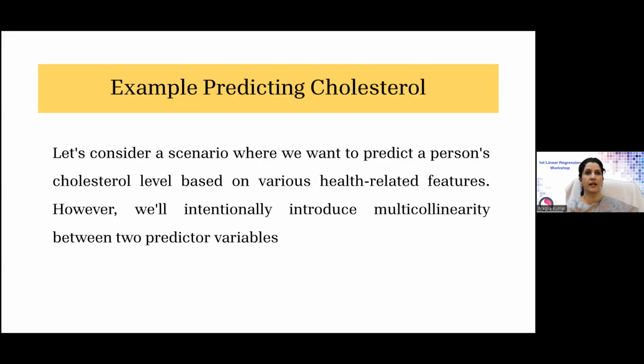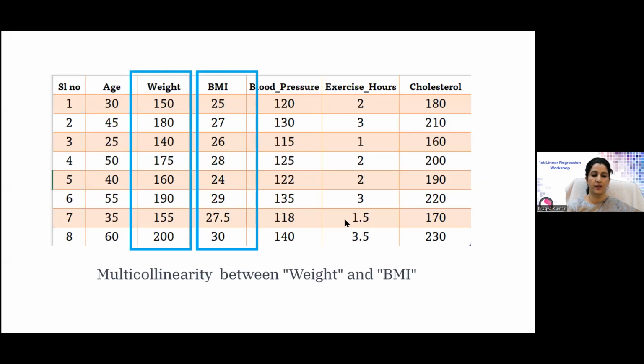Like here, if I am predicting cholesterol, and if I take weight and BMI both as predictor variables, in that case, it is bound to cause multicollinearity. In this case, you can see this is the cholesterol level, if I take blood pressure, exercise, weight and BMI. We know that BMI is derived from weight only, so we should not take both these variables. There will be multicollinearity between weight and BMI.